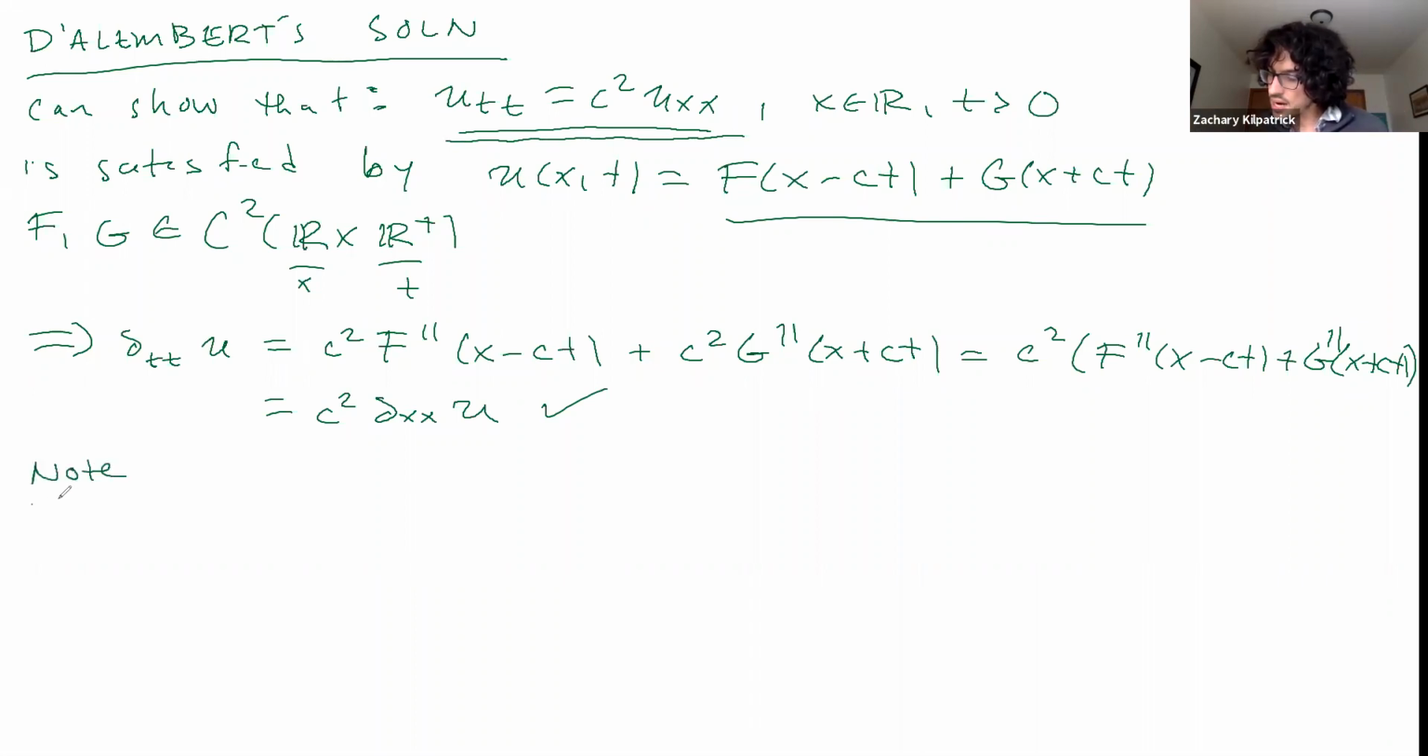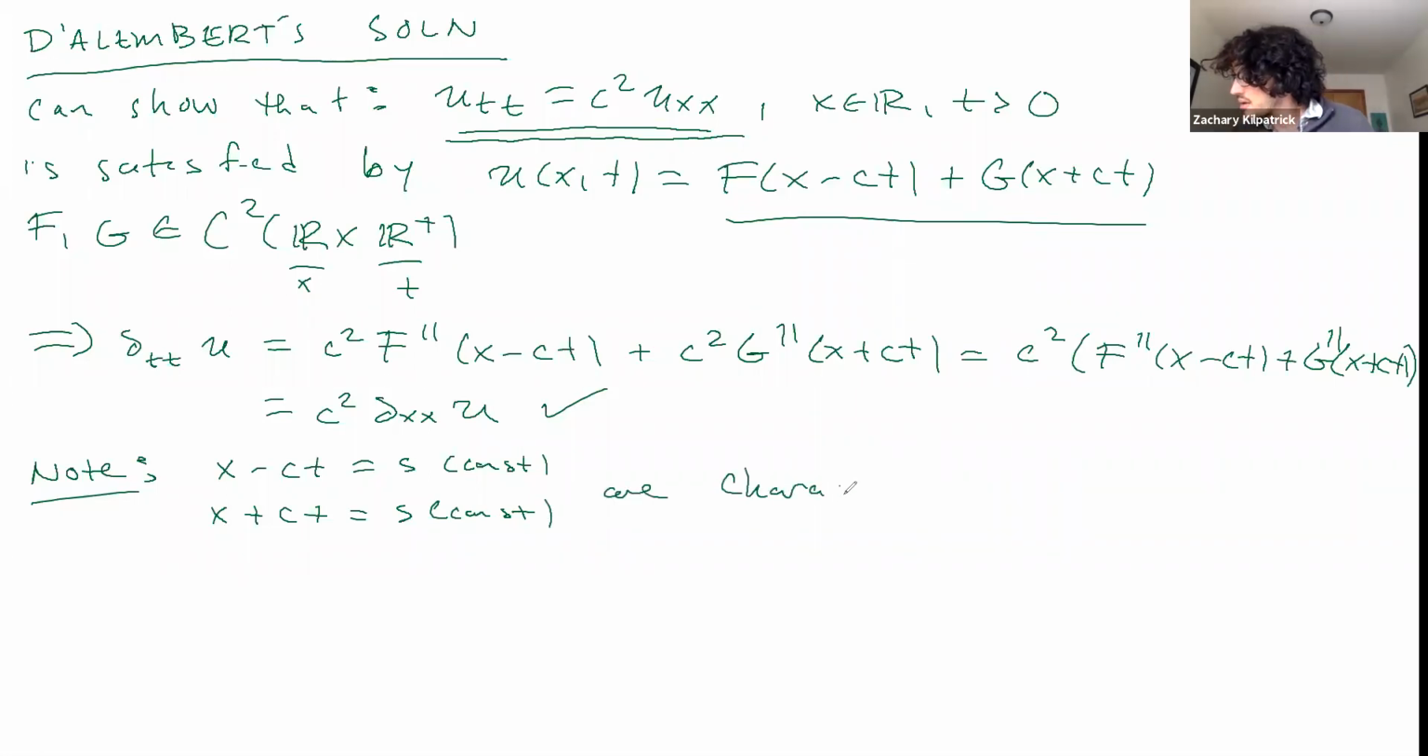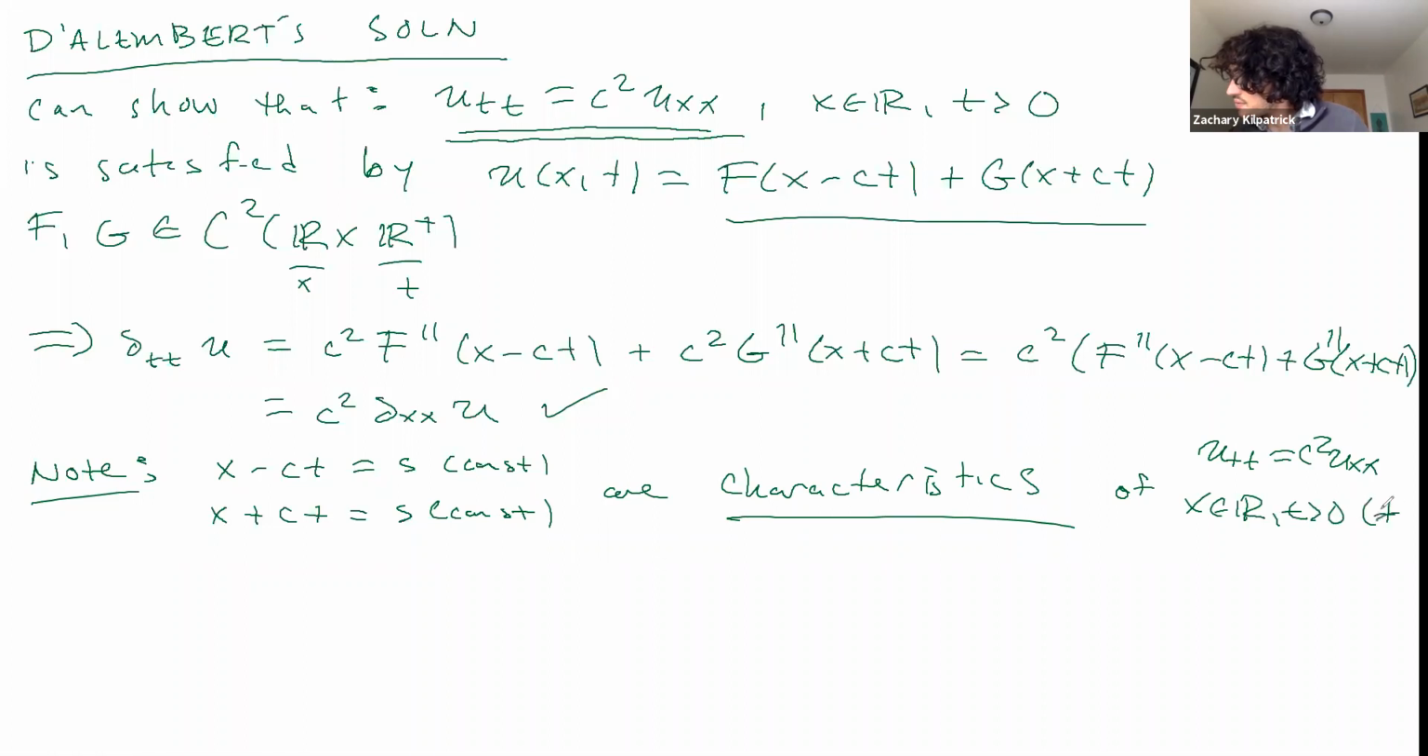And so just to tie this all back together, x minus ct equals, maybe just use some of our language from before, s, and x plus ct equals s, which is a constant. These are characteristics of our PDE. And just for brevity, I'll refer to that as star later on.